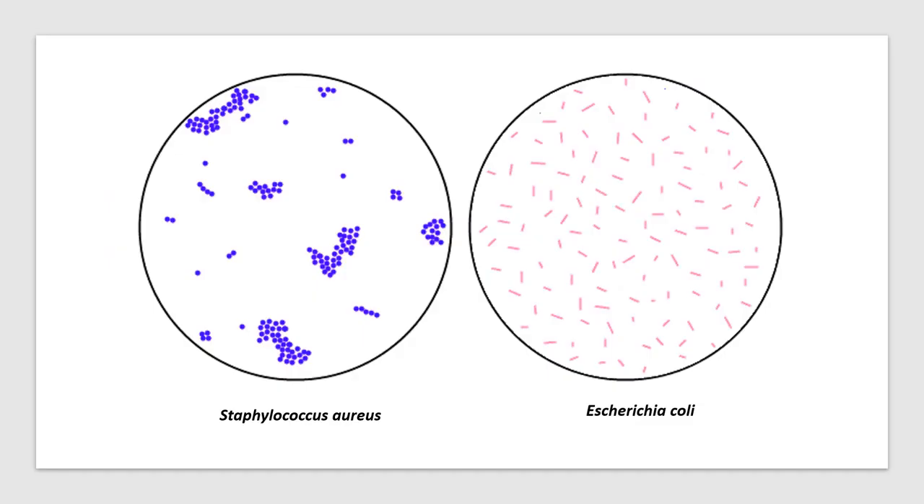Here we can see how we are going to observe the image under the microscope, for bacteria like Staphylococcus aureus, which is cocci shape, and E. coli, which is a rod-shaped bacterium.